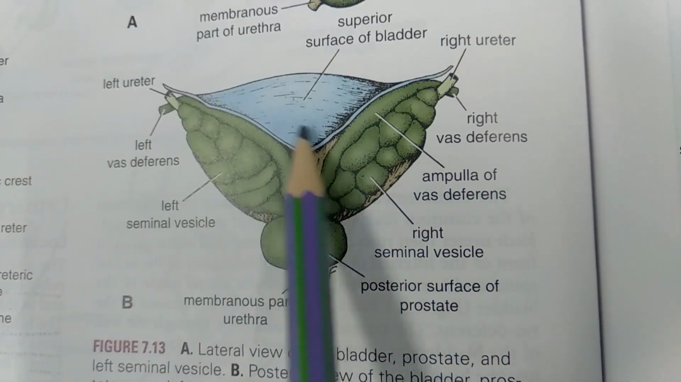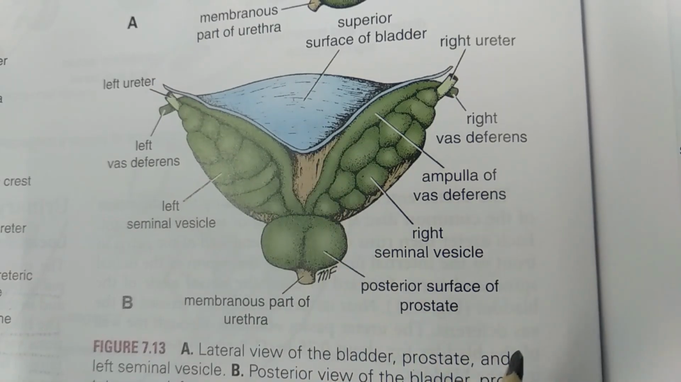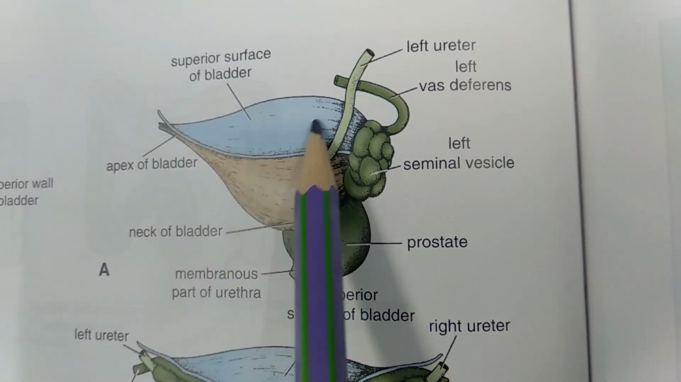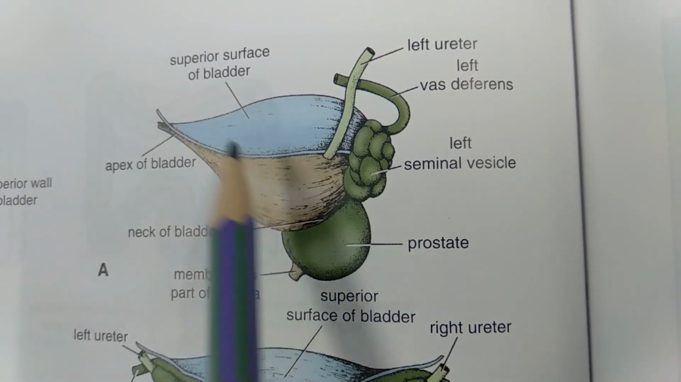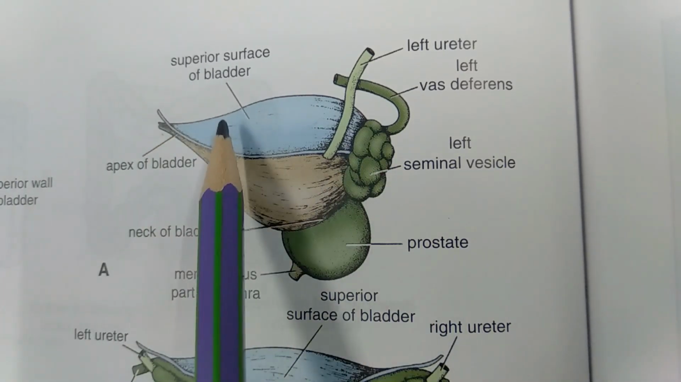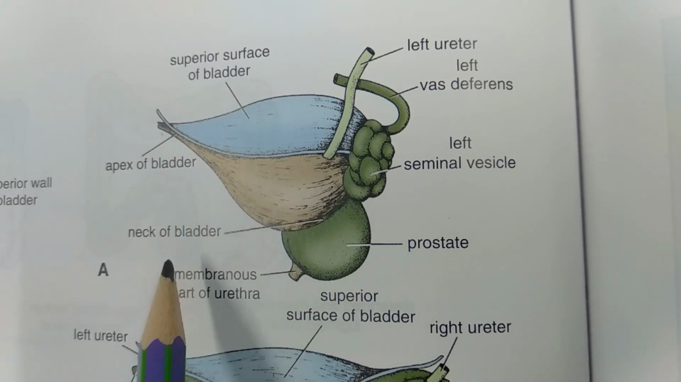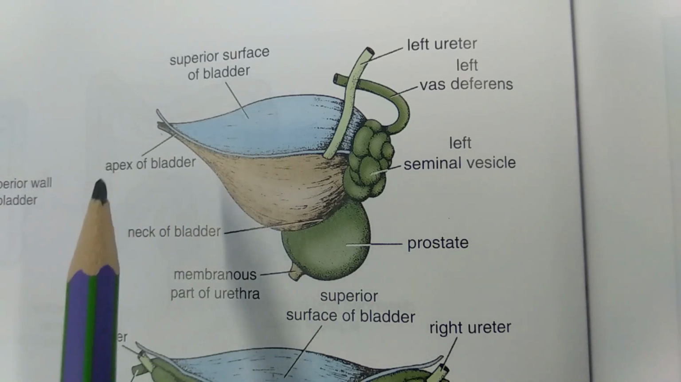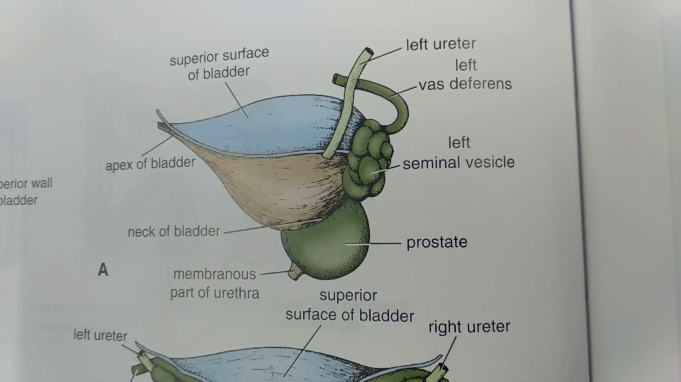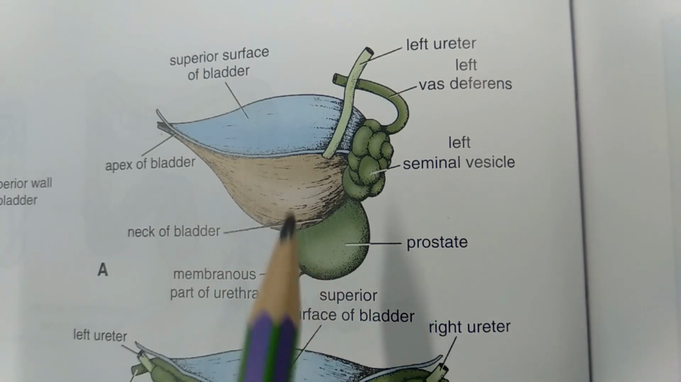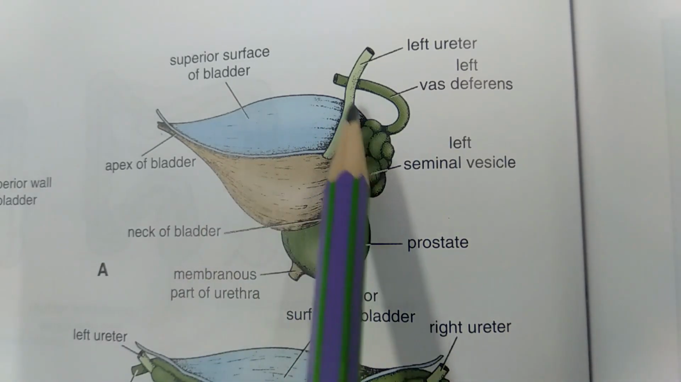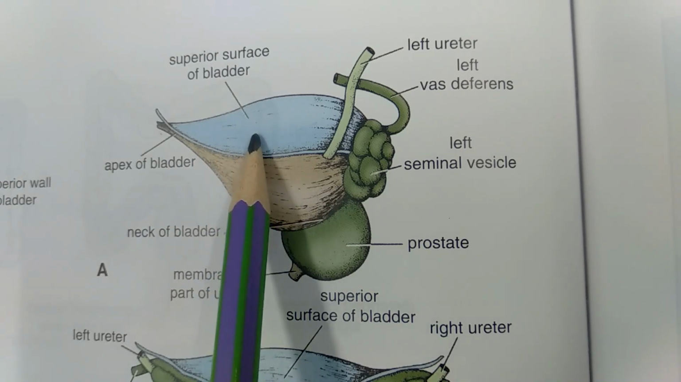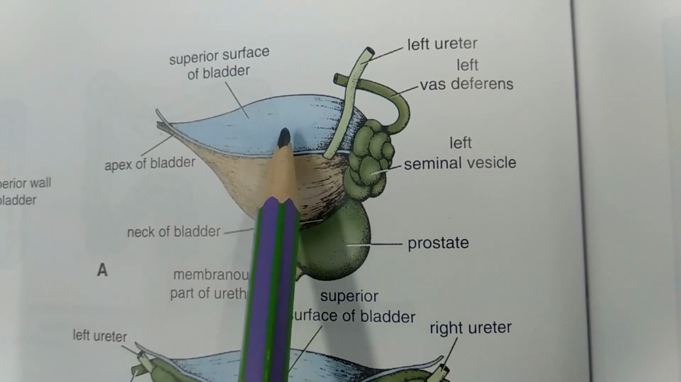Talking about the superior surface of the bladder, you can see here, and also in this picture. This is the lateral view of the bladder, with the apex and the base, and this is the superior surface. The superior surface of the bladder is covered with peritoneum and is related to the coils of ileum and the sigmoid colon on the superior aspect of this surface of the bladder.